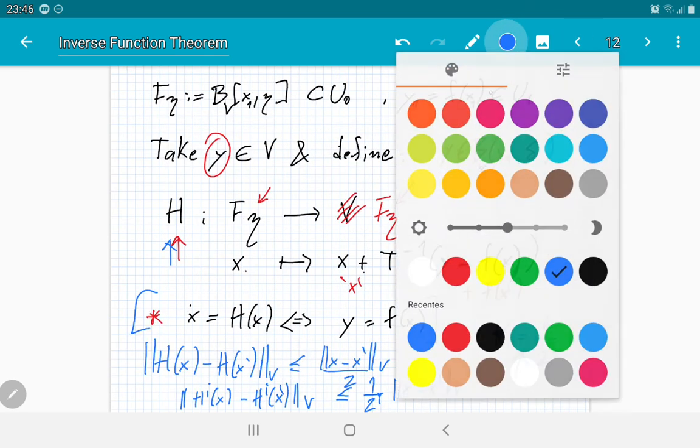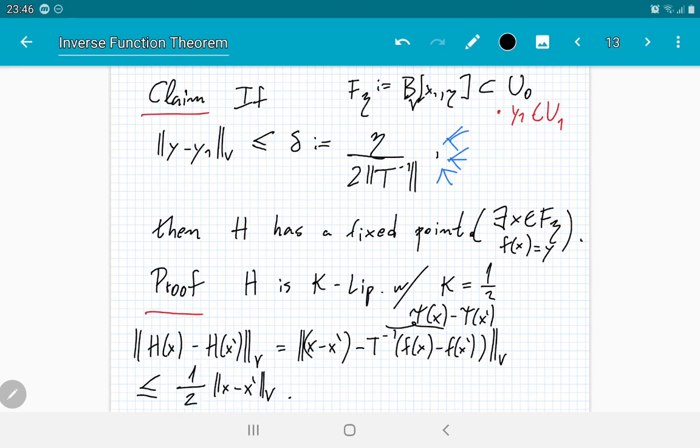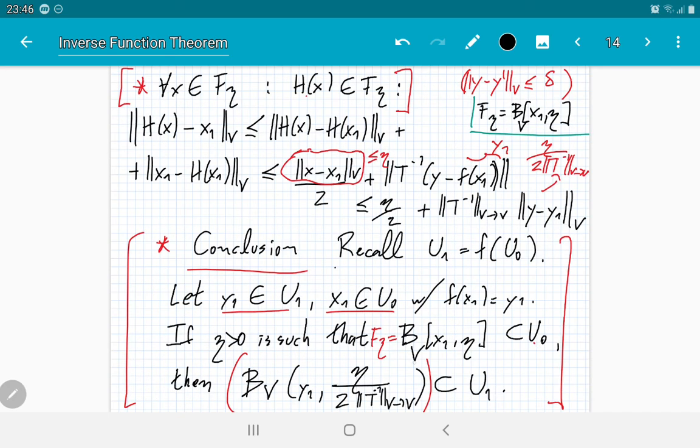If you like, you could call this h of y, and then you have y's all over the place. Now, the mapping depends on the y that you chose. But the point is that given y, you can define a mapping such that it has a fixed point. That fixed point is a preimage for y, as long as y is in this ball here, around y1.